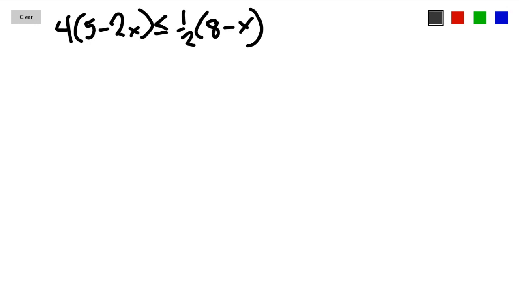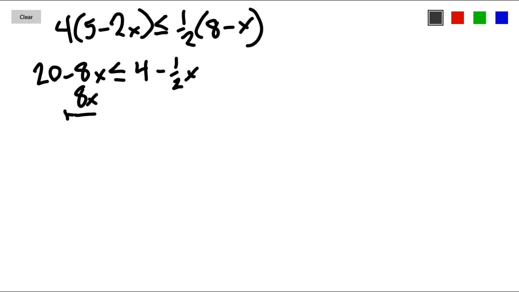So first thing I'm going to do is distribute. So I have 20 minus 8x is less than or equal to 4 minus 1/2 x. And then what I'm going to do is get x on one side. I'm going to do this by adding 8x because it's going to avoid me having a negative coefficient in front of the x later. So when I add, I end up with 20 is less than or equal to 4 plus 15/2 x.